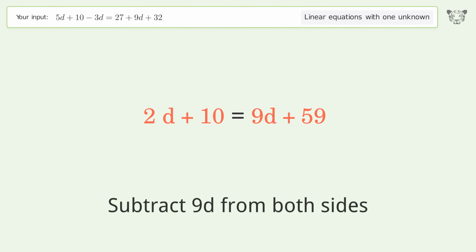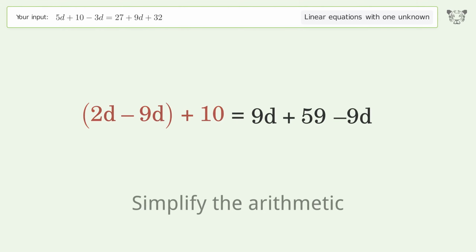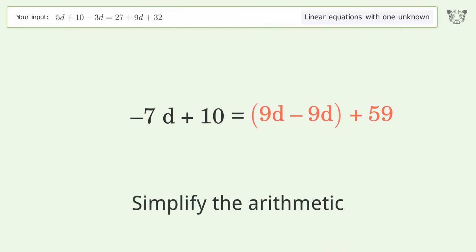Subtract 9d from both sides. Group like terms. Simplify the arithmetic. Group like terms. Simplify the arithmetic.